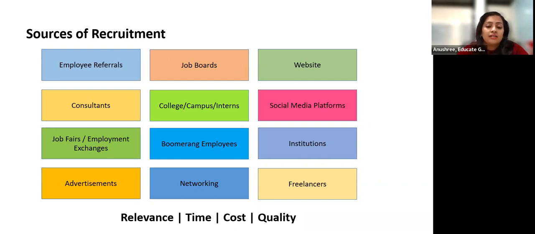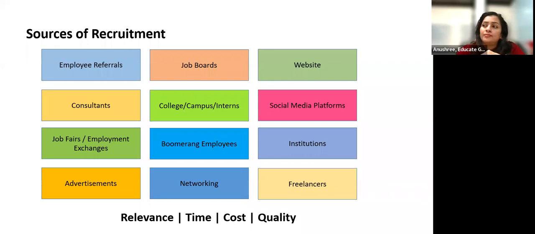If time is a factor, which sources get you resources the fastest? What are the cost effective sources of recruitment, and where do you get quality hires? So for Educate Girls, and speaking to different people in the sector, I think employee referrals have been the major source of hiring. Word of mouth is the way we hire.